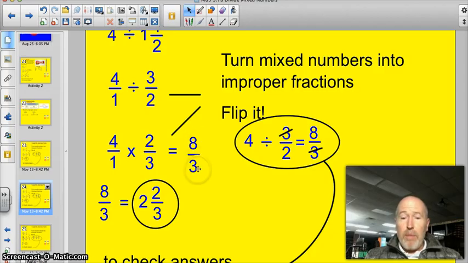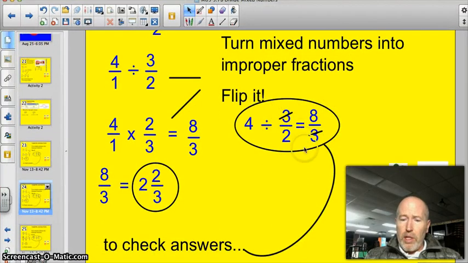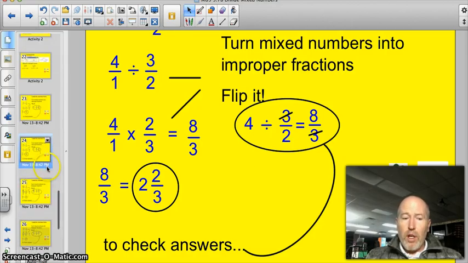If I divide 8 by 3, I'm going to get 2 with 2 left over, so I have 2 and 2/3. Just put that back into my formula here and check my answer. So I have 4 divided by 3/2. Going back up to this problem, 4 divided by 3/2, and I said it equals 8/3. I can do a little crossing out here, and I got 8 over 2. 8 divided by 2 is 4. My answer works out. Terrific.